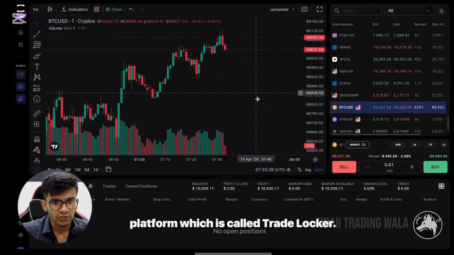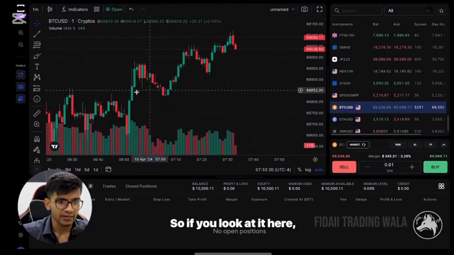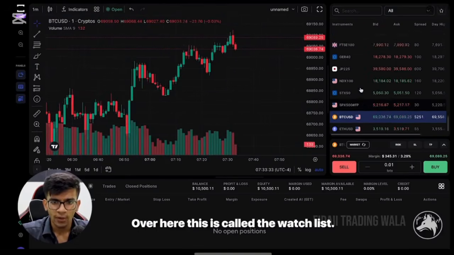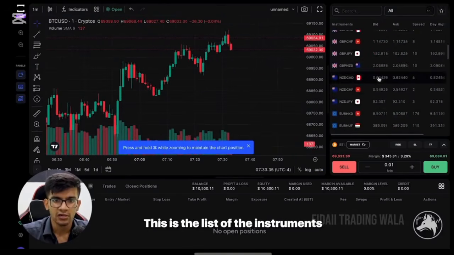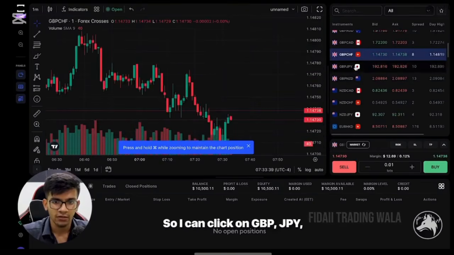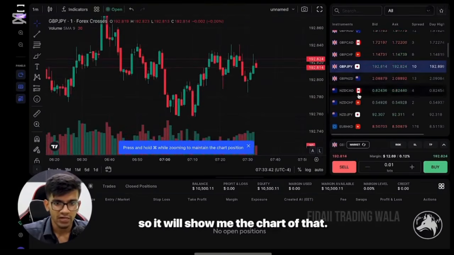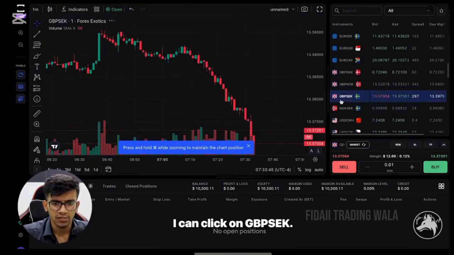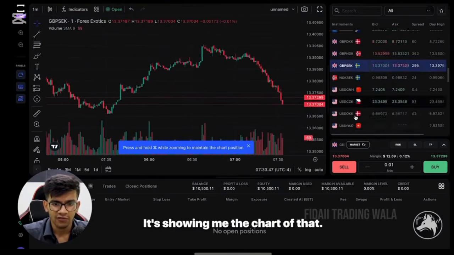So this is a platform which is called Trade Locker. If you look at it here, I can look at the chart of Bitcoin. Over here, this is called the watch list. This is the list of the instruments that are available to trade on this platform. So I can click on GBP JPY, so it will show me the chart of that. I can click on GBP SAK, it's showing me the chart of that.